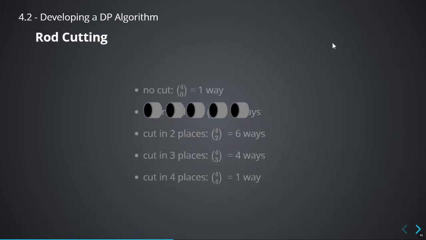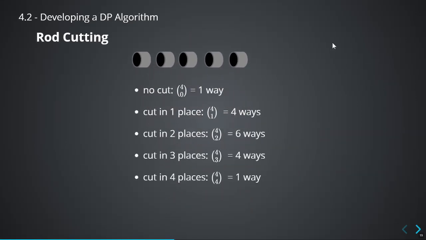That's actually the way to choose n items out of 4, right? If you have no cuts, there's only one way to do it, 4 choose 0. If you cut one place, there's 4 choose 1 ways of doing it, because there are 4 places where you can cut. If you want to cut in 2 places, there are 4 choose 2 ways of doing it. So there are 6 ways, and so on, with 3 cuts and 4 cuts.